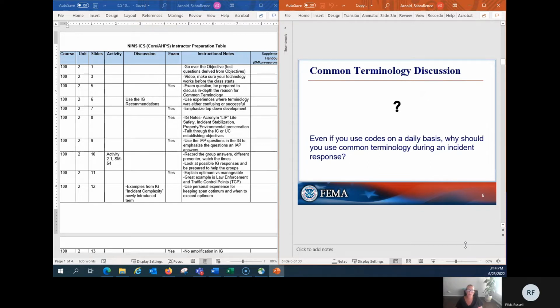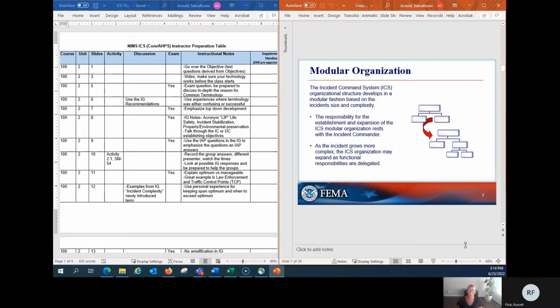There's a great recommendation in the instructor guide that we really should use when we go into this discussion point. Have those students really get into the discussion on terminology, whether it's been successful or not successful, and how they have made it work. Those experiences are crucial for learning. Again, another exam question comes from this one slide.